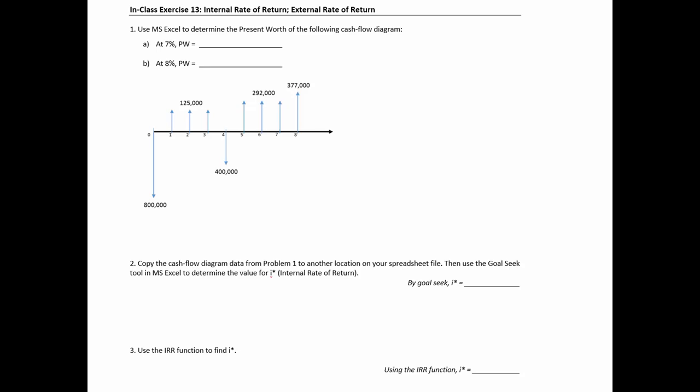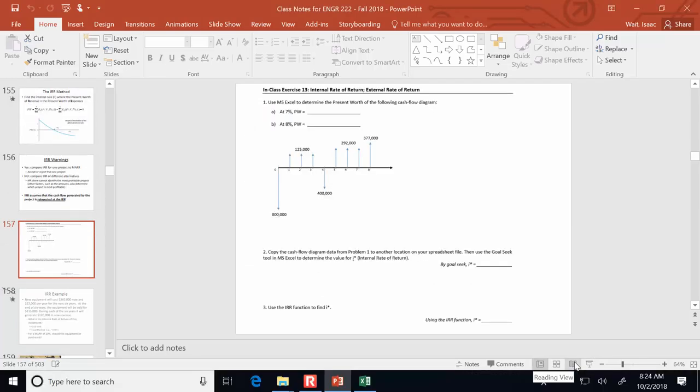And then find the present worth of these two different interest rates, the same way that I showed you just moments ago. And then do goal seek the same way that I just demonstrated to find the internal rate of return.